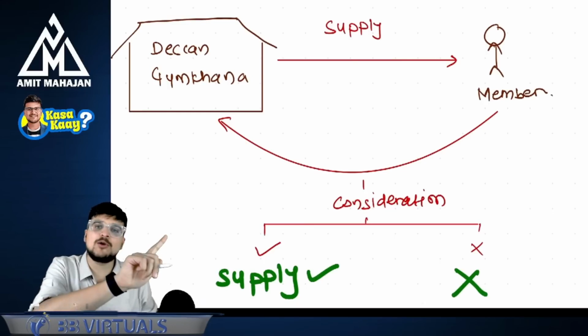She avails interior decoration service from Mr. Amit, for which he did not charge any consideration. Is it a supply? What do you think? What will be the answer?